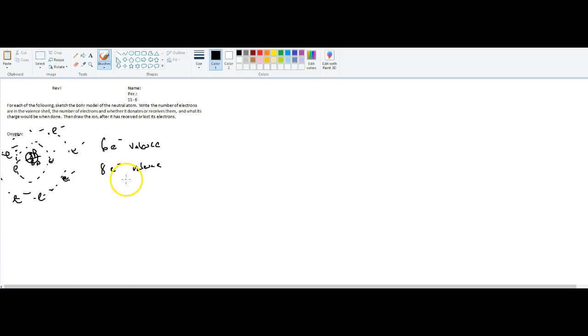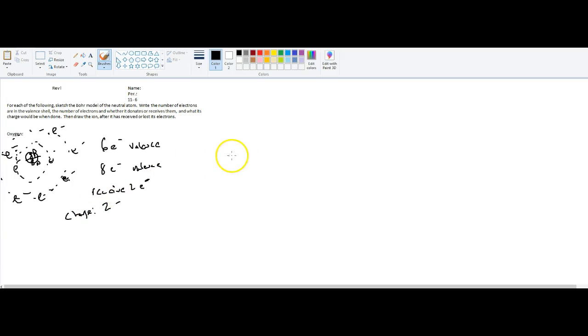Does it donate or receive them? So we got 6 in the outer shell. I want to either have a full shell, which would be 8, or I want to go down to 2. That's not going to work. It's easier to gain 2 than to lose 6. So I'm going to receive 2 electrons. If I receive 2 electrons, I'm receiving 2 negatives, right? 2 of these little negative buggers. So I've got 2 negative as my charge.